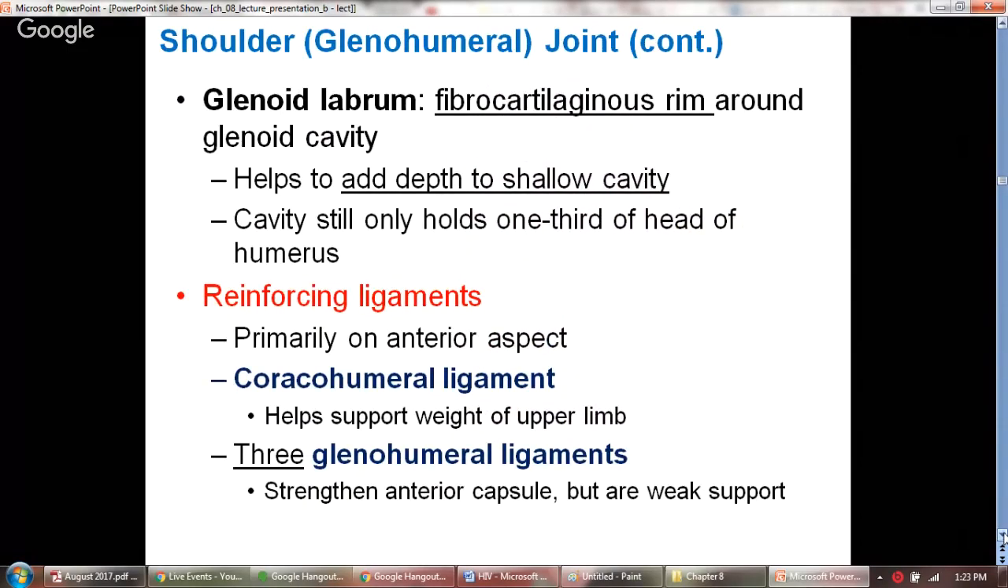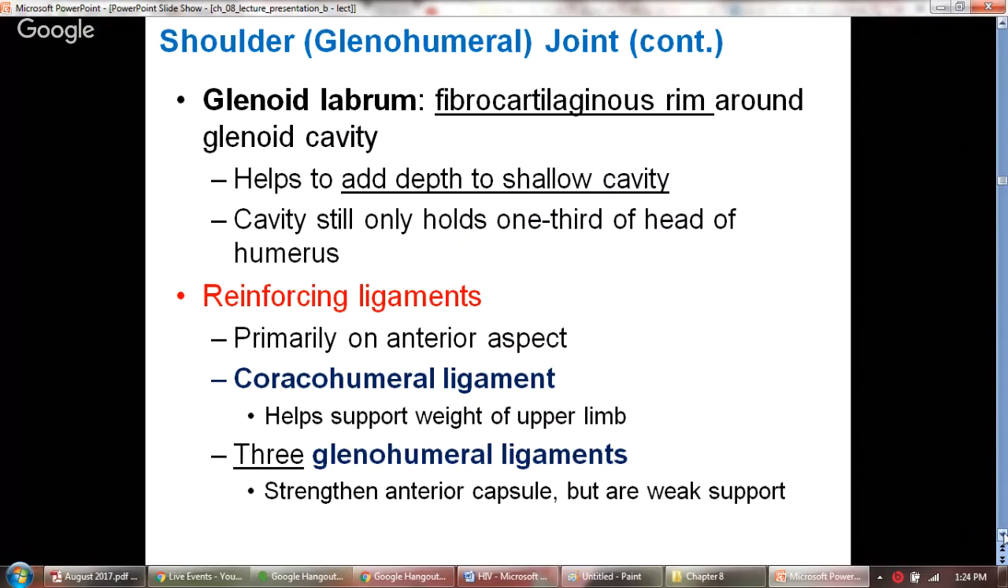So in the shoulder joint, there is a rim around the glenoid cavity. We call it the glenoid labrum, and that makes the cavity a little deeper, because if you actually look at a bone, you don't see it as a cavity as such. So the glenoid labrum makes the cavity a little deeper, so the head would be a little more stabilized. The glenoid labrum is made from a fibrocartilaginous rim, and as I mentioned, it helps to add depth to the shallow cavity, and the cavity still only holds 1/3 of the head of the humerus, even with the glenoid labrum.